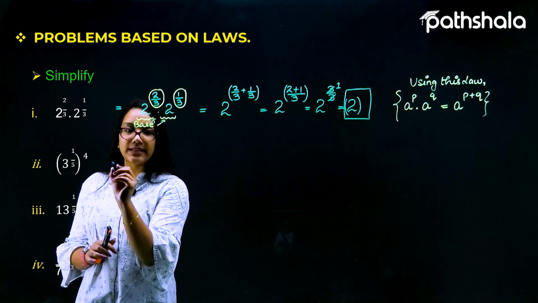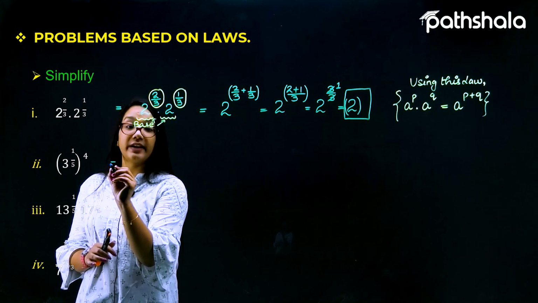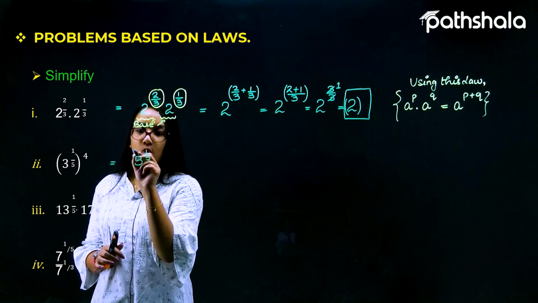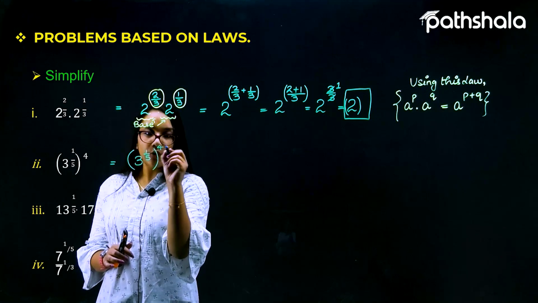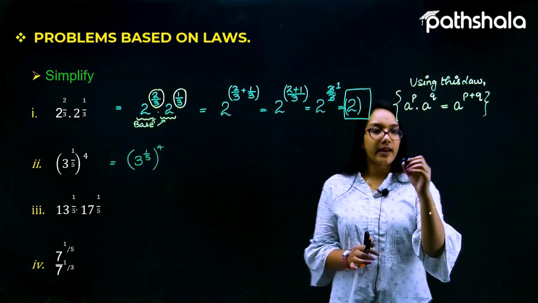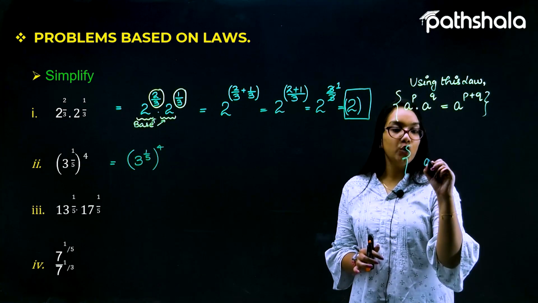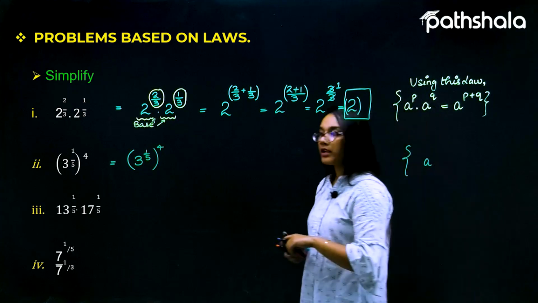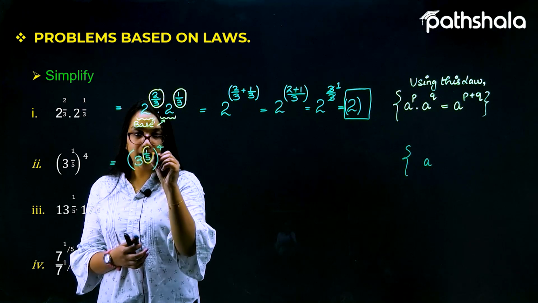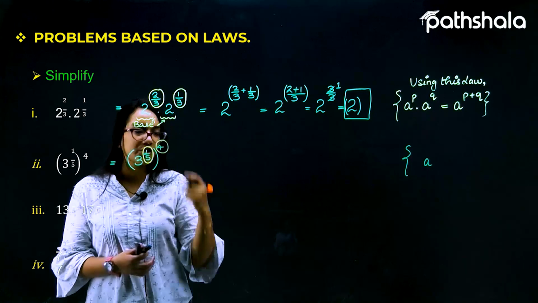The second part says that, let us suppose I'm rewriting it again. The second part is 3 raised to the power 1 by 5, whole raised to the power 4. We know that whenever we have such kind of a scenario in which we have any particular base and there are two powers, the first one is raised to the power 1 by 5. This is our first power and this one is our second power. Both of these are rational numbers.